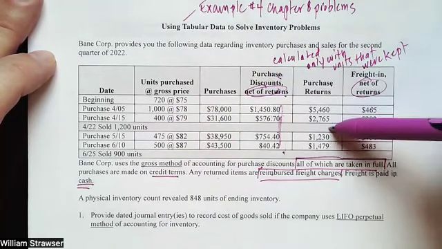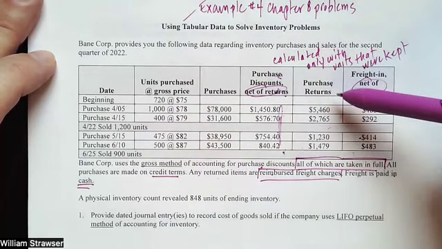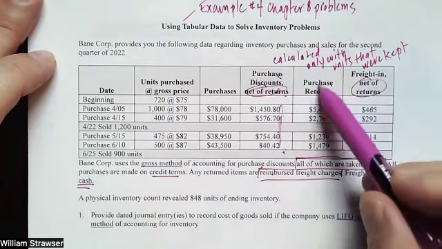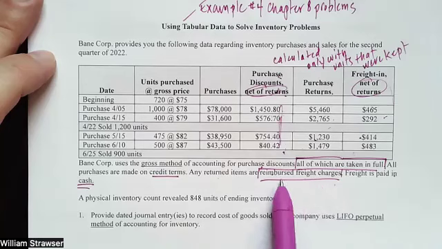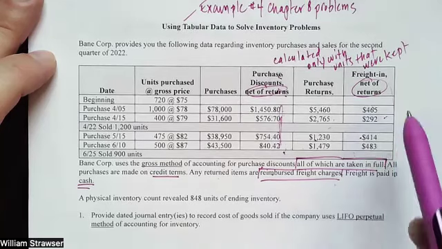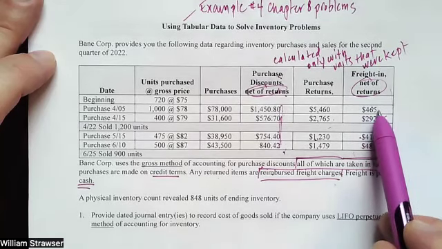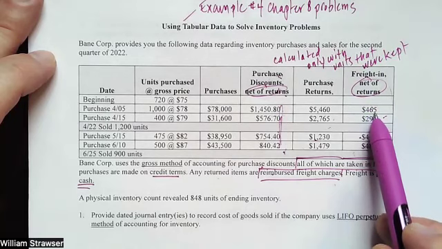Purchase returns is simply the number of units I returned times, under the gross method, the full dollar value. And then finally, freight. If I'm reimbursed freight charges for returns, then I'm only going to have freight for the units I kept. So this is the amount of freight times the units I kept.